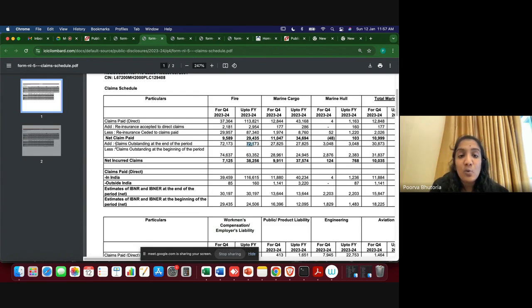Next item is closing outstanding of the current year becomes the opening outstanding for the next year. So let's say if I'm saying 721 crores is the closing outstanding, it becomes the opening outstanding of the next year and we subtract it then. So 721 will become the opening outstanding of the financial year 24-25, and at that point we are going to subtract it. Then again, net claims paid plus closing outstanding less opening outstanding becomes your net incurred claims amount.